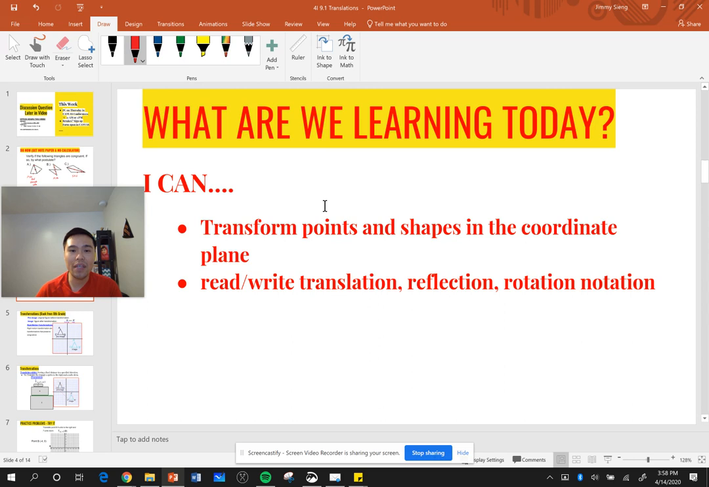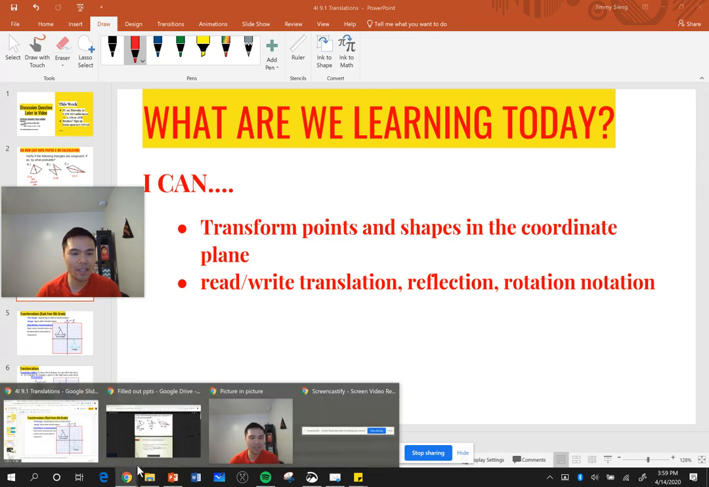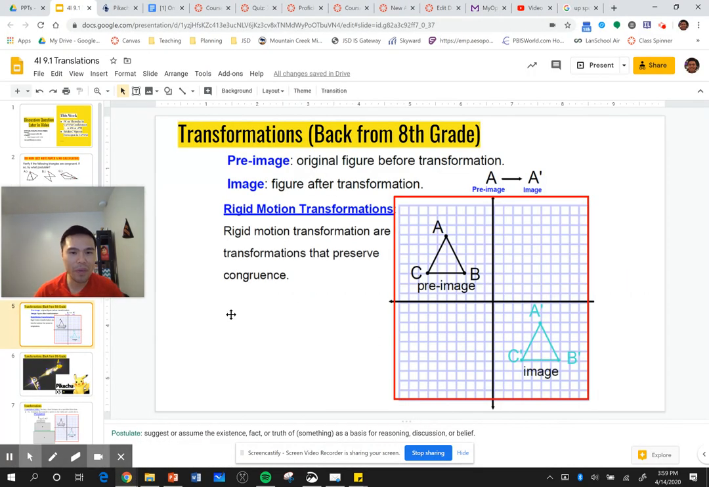You should be able to transform points in shape in the coordinate plane. I'm going to do 2 or 3 examples, and then later we'll be able to write what a translation, reflection, and rotation notation is, right? Rotation notation. Fun stuff. So before we get to that, let's get into the definition here.